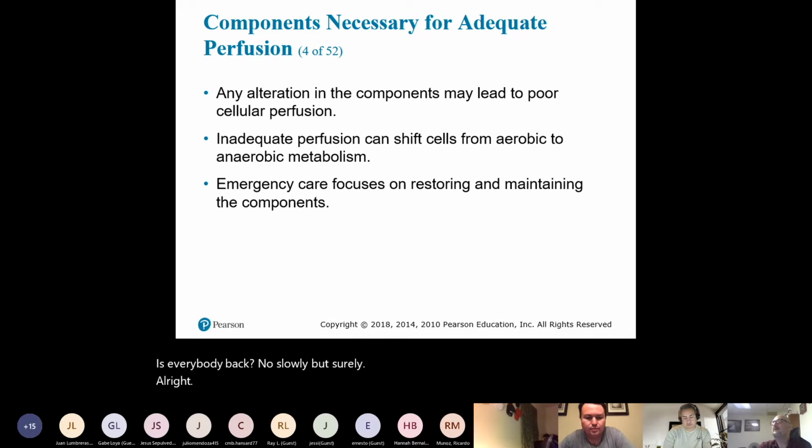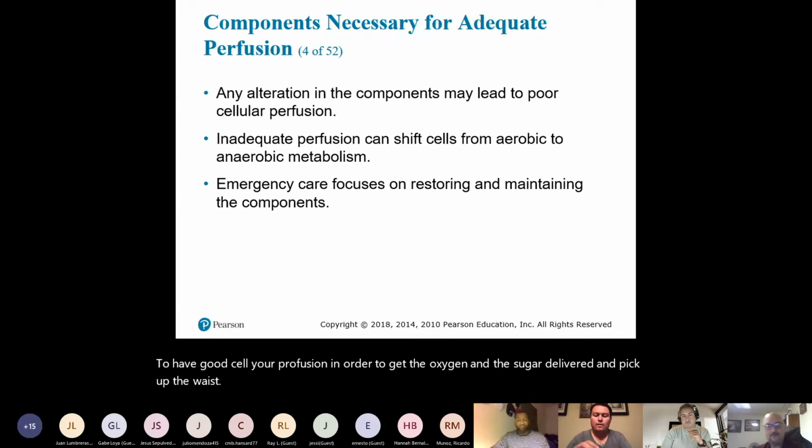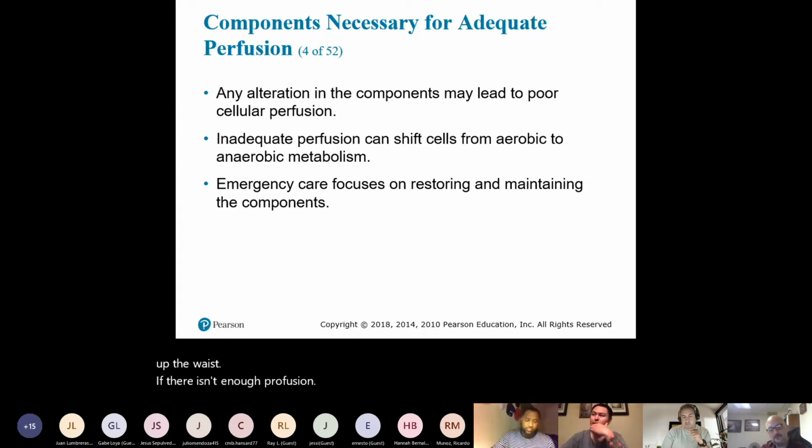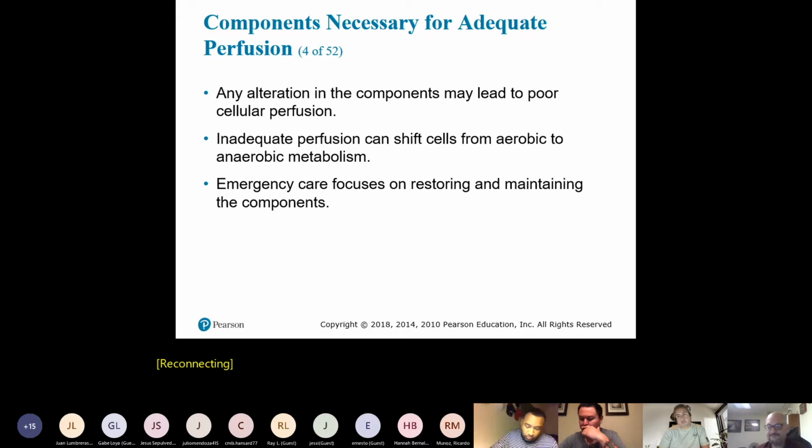All right. So the components have to be in place to have good cellular perfusion in order to get the oxygen and the sugar delivered and pick up the waste. If there isn't enough perfusion, then the cells switch right away to anaerobic metabolism. And we already said what happens in anaerobic metabolism. The body starts becoming acidic, and the body doesn't like the acid. So really what our goal is to restore those components to the best of our abilities.